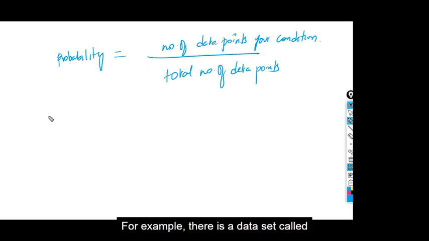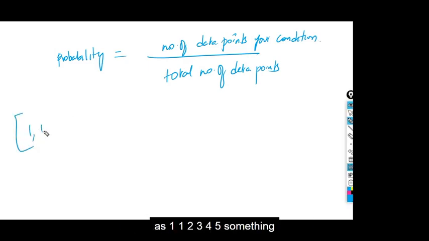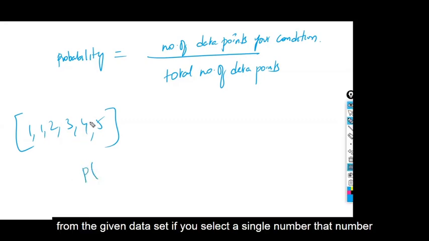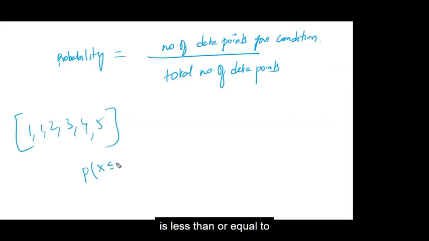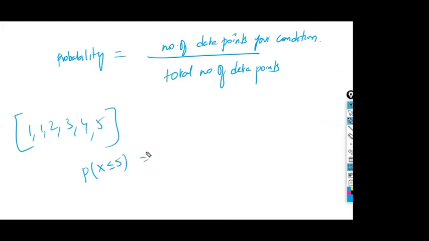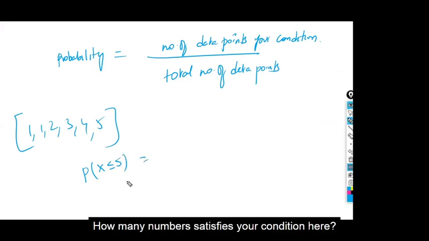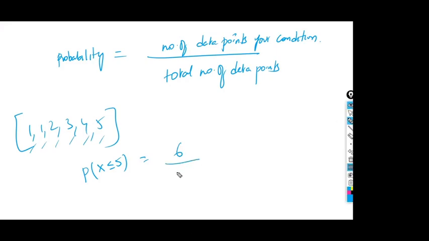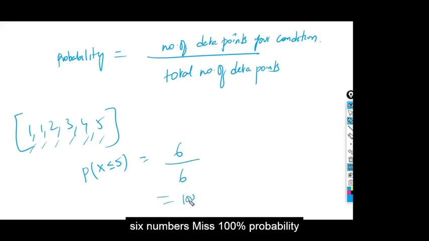For example, say there is a data set 1, 1, 2, 3, 4, 5. Now, what is the probability if you select a number from the given data set, and that number is less than or equal to 5? How many numbers satisfy your condition here? 1, 2, 3, 4, 5, 6. All 6 numbers satisfy, so 6 out of 6 means 100% probability.